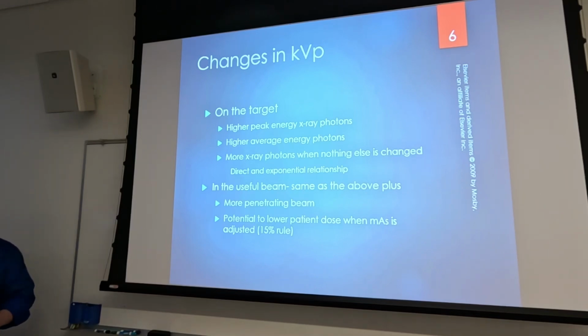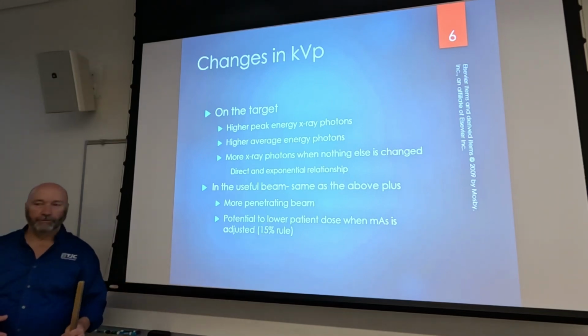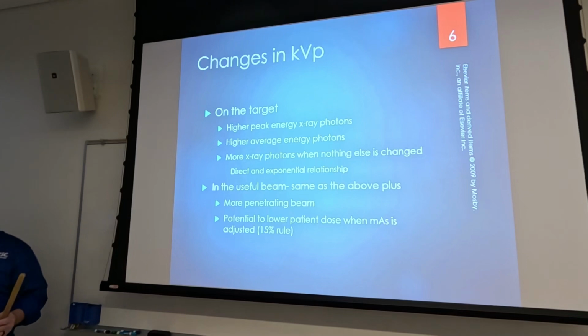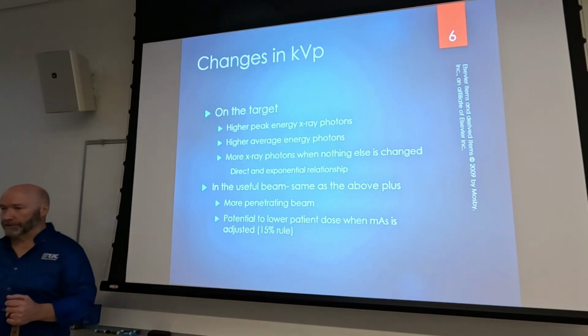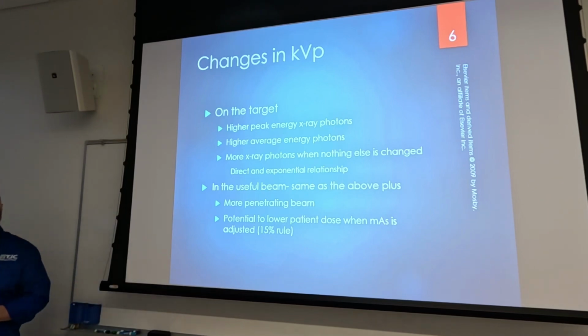So we're going to talk about that also this semester. The 15% rule is where we manipulate kVp and mass to affect the change in patient dose while maintaining image receptor exposure. Generally speaking, what that's going to result in is that as you increase your kVp, you're going to reduce your mass to decrease patient exposure.